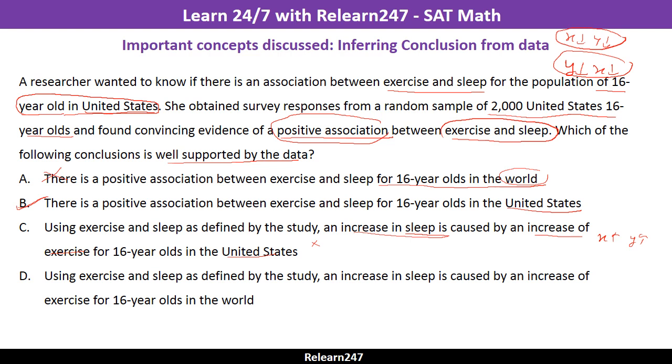The reason this option is wrong, friends, is we cannot infer a cause and effect relationship from this study. Why? Because the study only gave evidence of a positive association between exercise and sleep. It never said that because of exercise or because of sleep the other increases, or because of exercise the sleep increases, or because of sleep the exercise increases. So it's just saying there's an association between exercise and sleep, but not a cause and effect relationship. So remember to understand why other options are also wrong. So for this, only option B is correct.